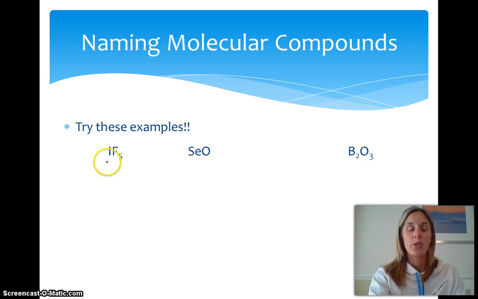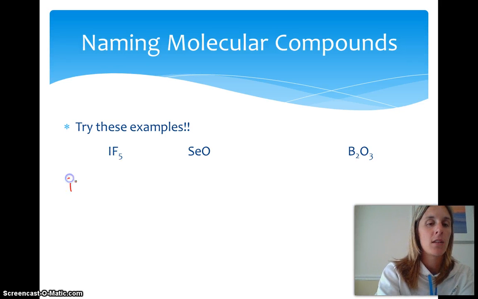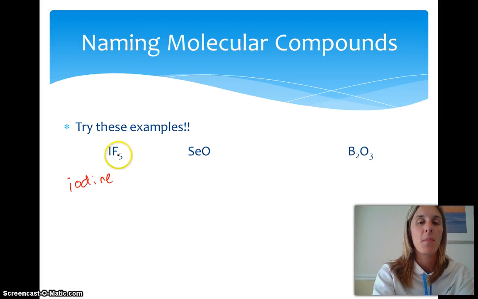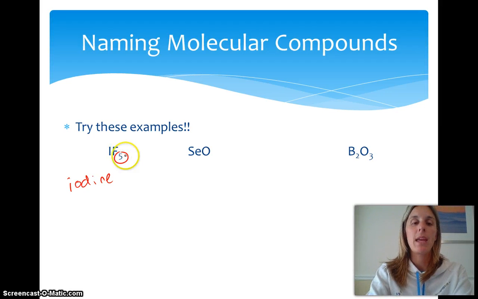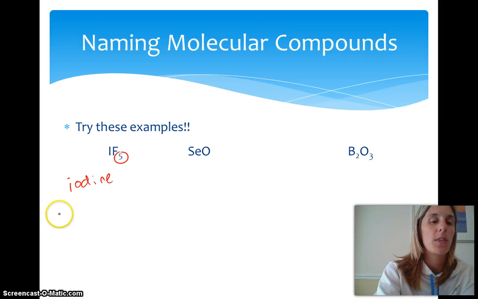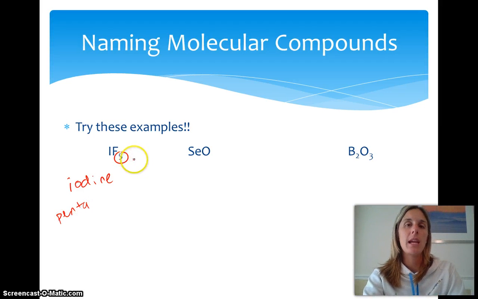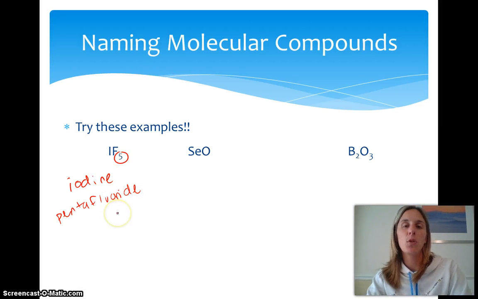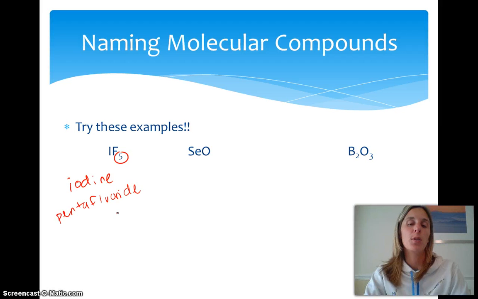So the I is going to give us our first name, and that's going to be iodine. The F gives us our second name, and the 5 tells us how many we have. So we look at the chart, we find the number 5, and see that the prefix is penta. So we can go ahead and write that down. And the F is fluorine, but since it's our second element, we're going to change it to fluoride. So iodine pentafluoride is the name of our first example.